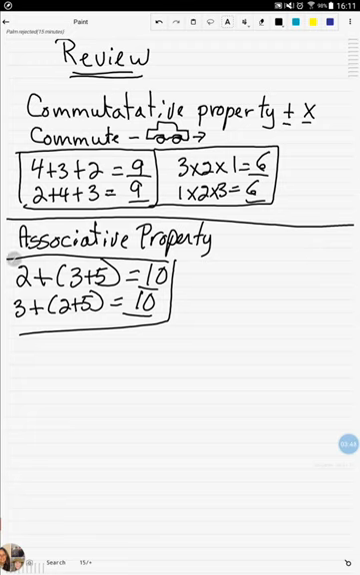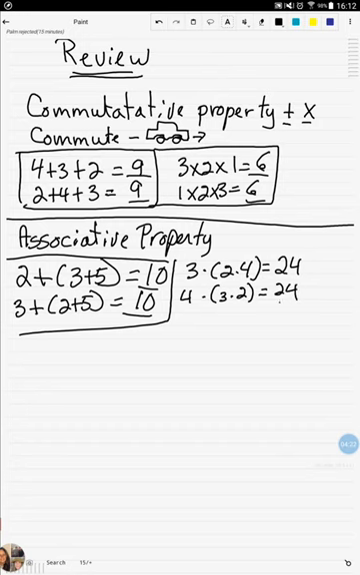Associative property. Multiplication, same thing. 3 times 2 times, keep it simple, 4, or 4 times 3 times, what am I missing? 2, right? So 2 times 4, 8. 3 times 8, 24. 2 times 3 is 6, times 4, 24. I end up with the same answer, no matter how I group them. So they can associate with whoever they want.